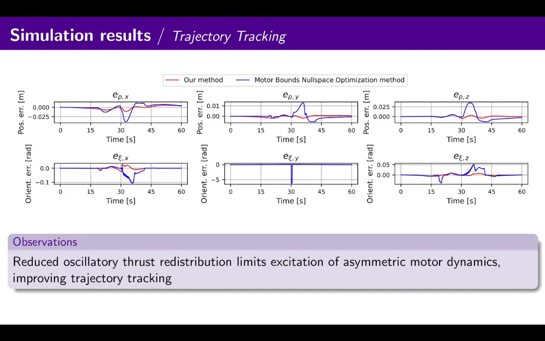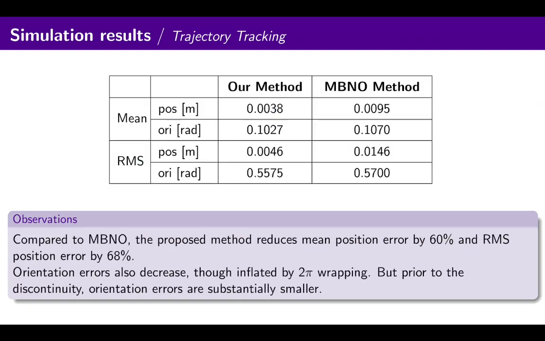The resulting reduction in oscillatory thrust redistribution mitigates excitation of the asymmetric motor dynamics, with a consequent improvement of trajectory tracking performance, as shown in this plot. Specifically, the proposed method reduces mean position error by 60% and RMS position error by 68%. Orientation error also decreased, though inflated by 2-pi wrapping. But prior to this discontinuity, orientation errors are substantially smaller.